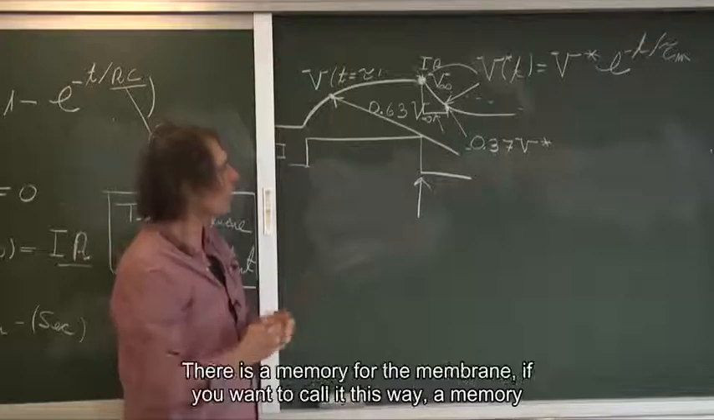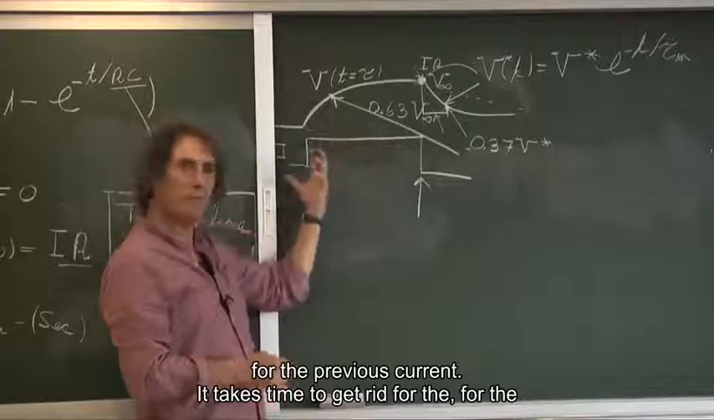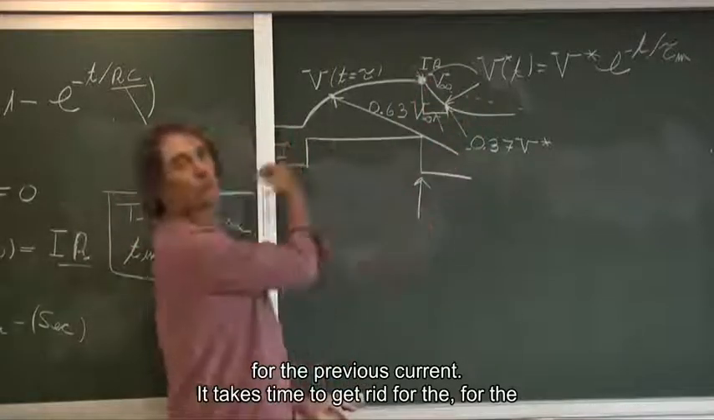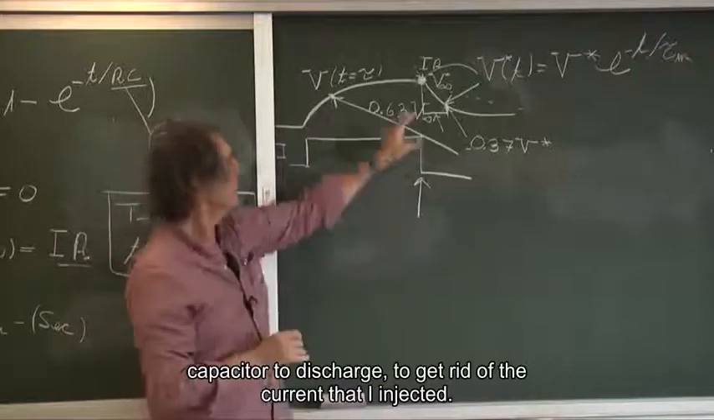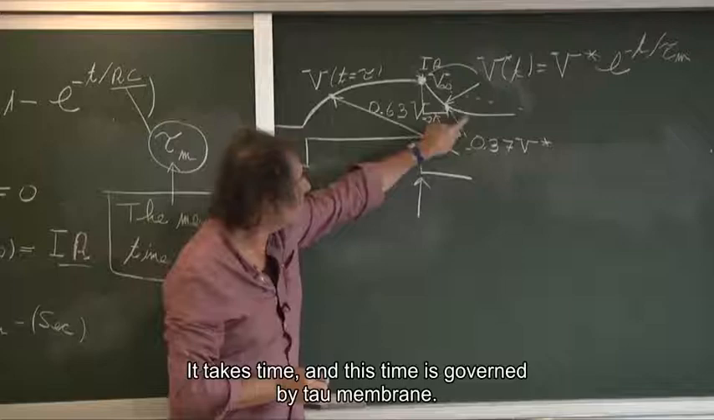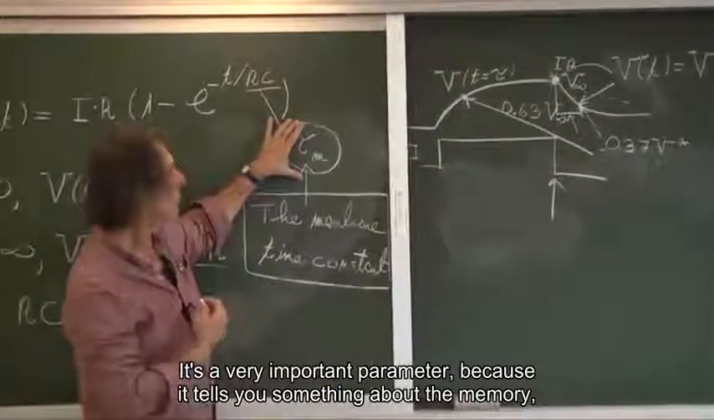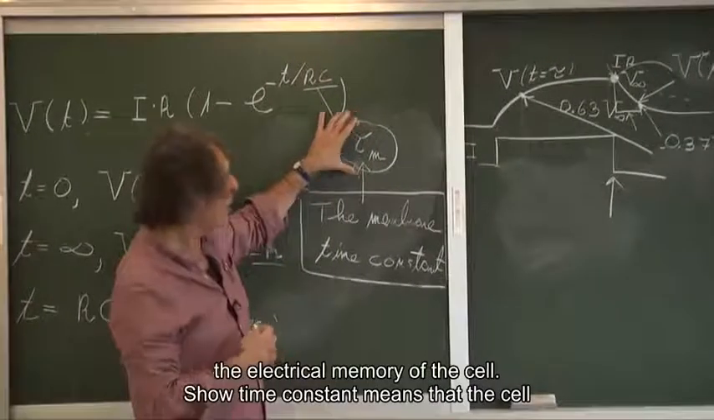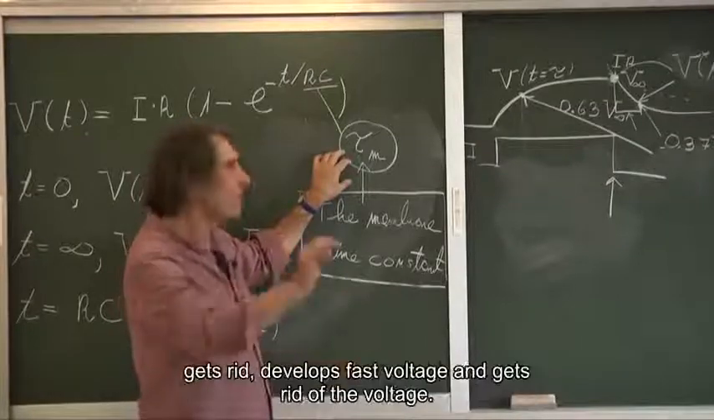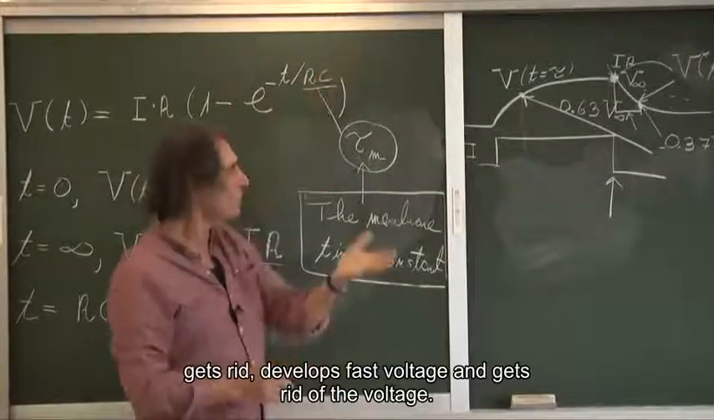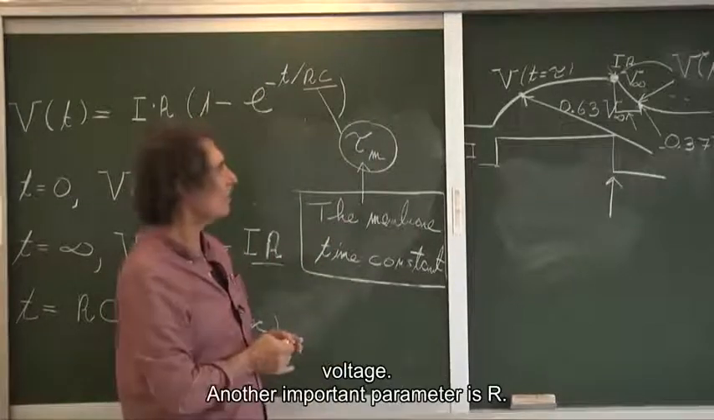It has a memory. There is a memory for the membrane, if you want to call it this way, a memory for the previous current. It takes time for the capacitor to discharge, to get rid of the current that I injected. This time is governed by tau membrane. It's a very important parameter because it tells you something about the memory, the electrical memory of the cell. Short time constant means that the cell develops voltage fast and gets rid of the voltage fast. And a slow time constant means that it takes very long to get rid of this voltage.